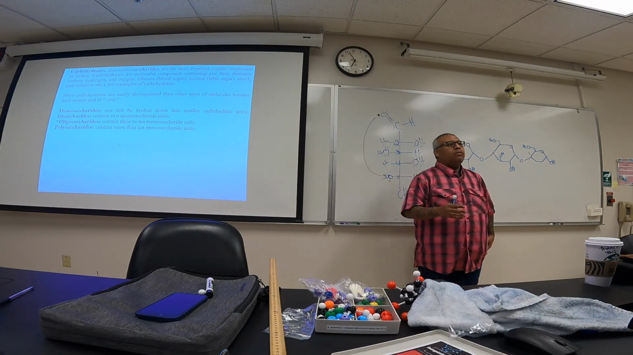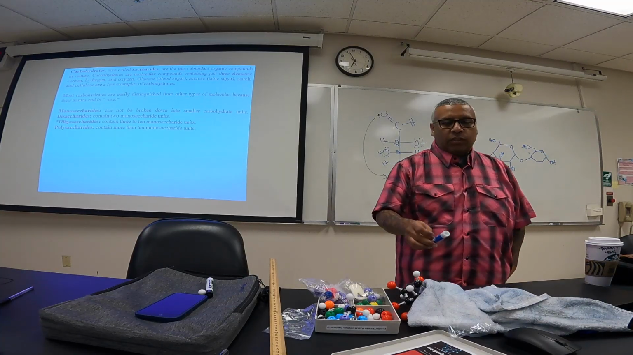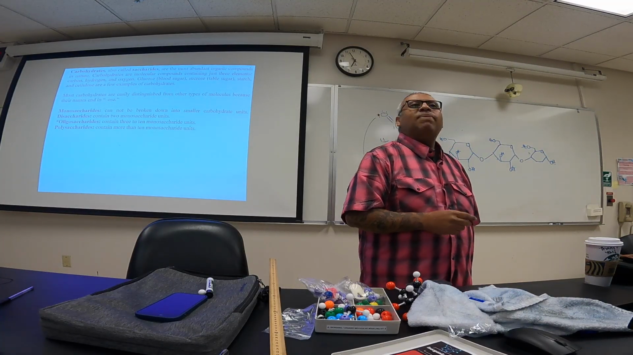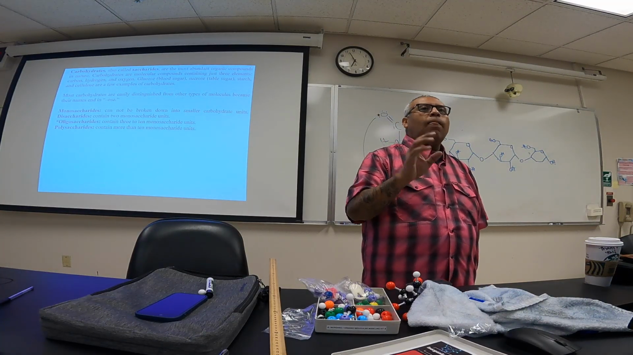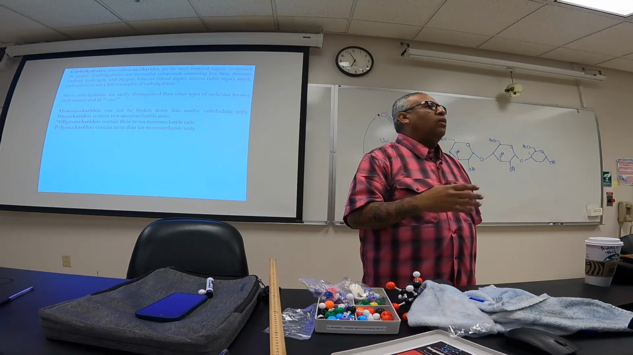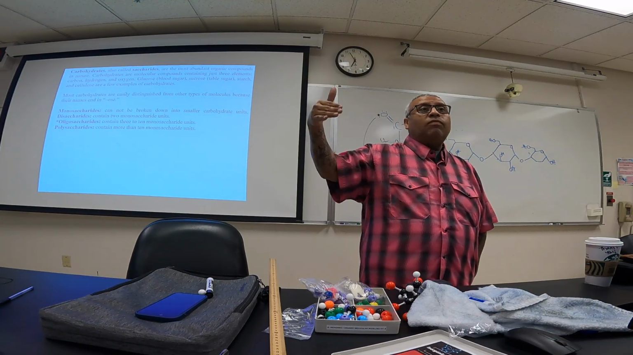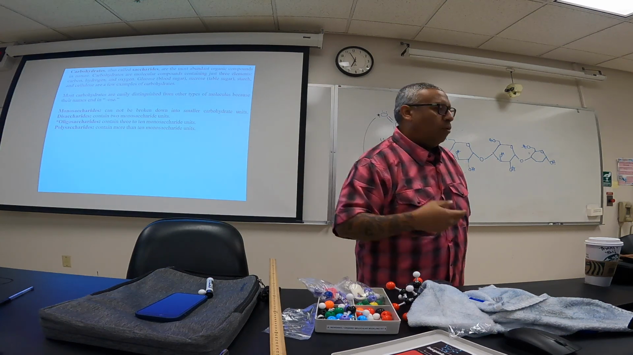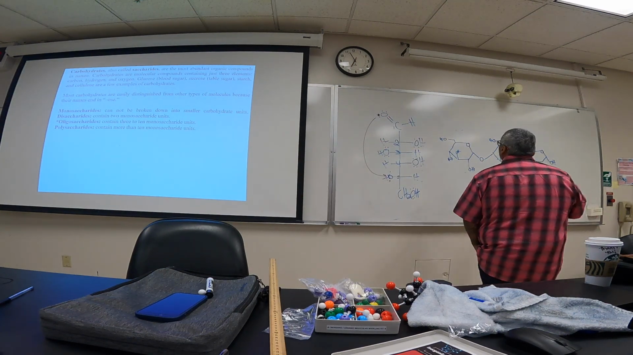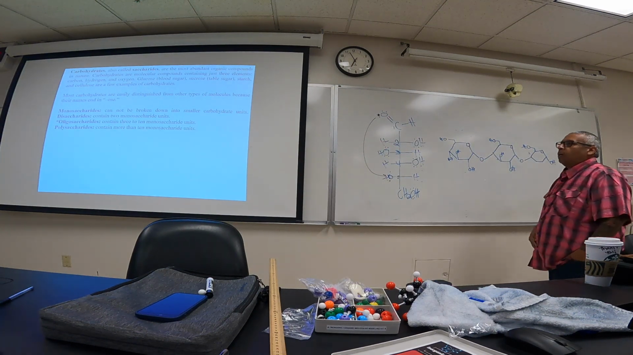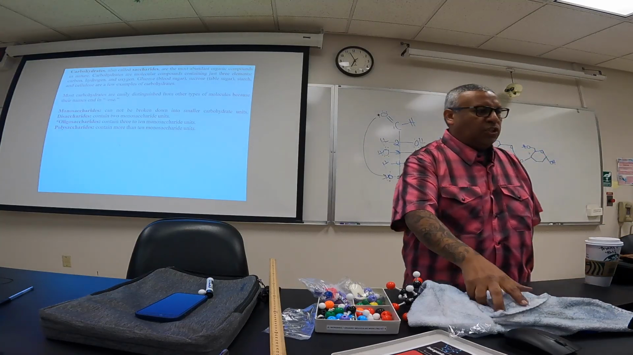Anything larger than 10, polysaccharide. So we're not going to do tetrasaccharide, pentasaccharide. If there's 5, it's oligosaccharide. If there's 9, it's oligosaccharide. If there's 10, it's oligosaccharide. If it's 11 or more, polysaccharide. So mono, di, oligosaccharide, and then we have our polysaccharide chains.